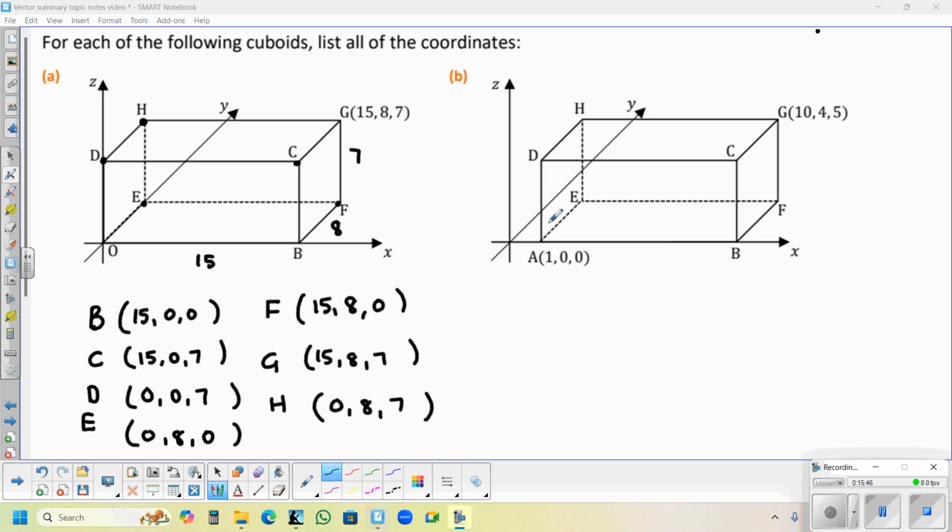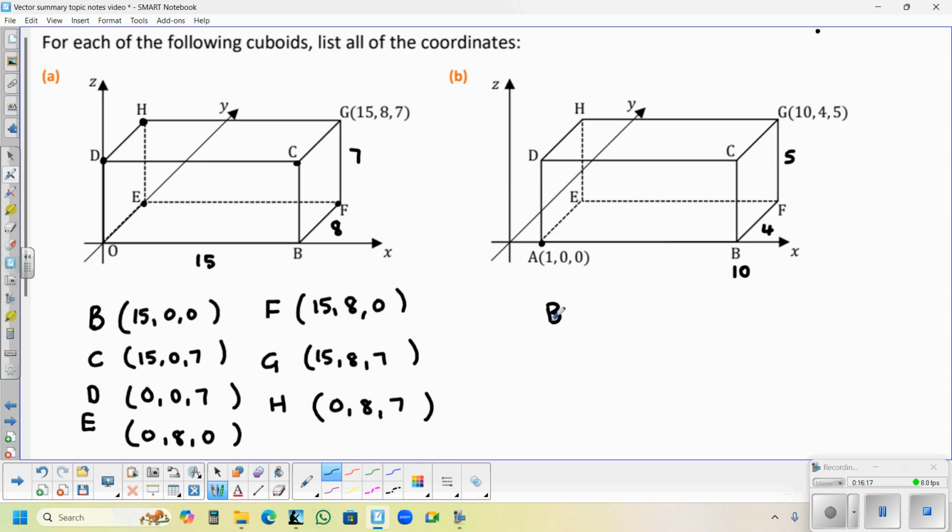Okay, the second one, we want to find the coordinates of the points that are not named here, but the full point E is 1 across, none back, and none up. So it's sitting on the x-axis, but it's 1 unit away from the origin. Then they tell me this point is 10, 4 and 5. So that's going to cross to 10 there. I know it's going back, it's sitting on the axis there, so it's going back 4, and it's going up 5. So we'll use that information to help us find other coordinates.